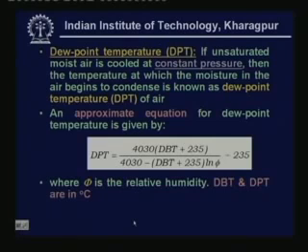An approximate but very useful equation for dew point temperature is given by this: dPT, the dew point temperature, is equal to 4030 divided by (4030 divided by (dBT plus 235) minus natural log of phi), minus 235, where phi is the relative humidity expressed as a fraction, not as a percentage. Here dBT and dPT are in degrees centigrade. Using this equation you can find out the dew point temperature if you know the dry bulb temperature and relative humidity.